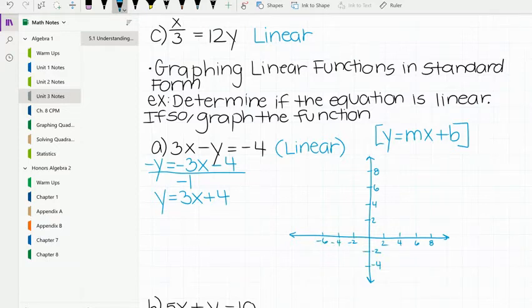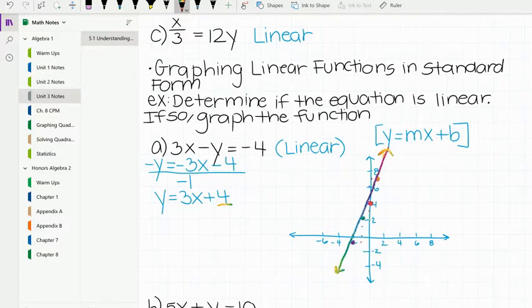Looking at the graph, I'm actually going to use a different color. We want to start at 4, since that's our y-intercept. From there, I'm going to go up 3 over 1. Remember, we're going by 2s. So it's up 1, 2, 3, over 1, up 1, 2, 3, over 1. I could also go down 3 over 1, down 3 over 1. And then from there, you are going to connect it.